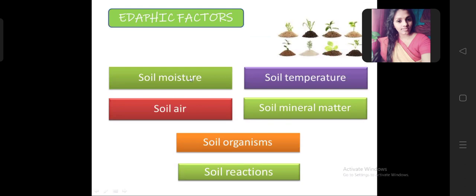And the next one is the edaphic factors. Edaphic factors are nothing but the soil moisture, soil temperature, soil layer, soil mineral matter, soil organisms, and the soil reactions. So here soil moisture means that for the optimal uptake of nutrients, a sufficient amount of water should be there in the soil. If it is very dry, it will affect the nutrient uptake.